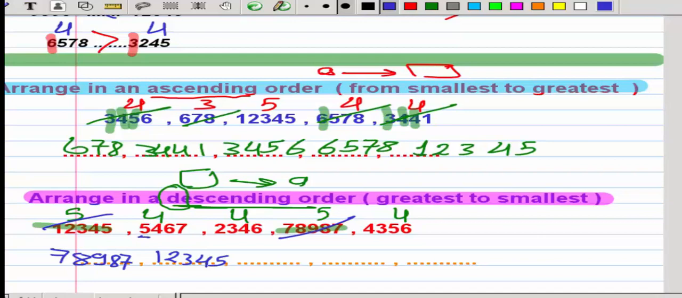Here we have 4, 4, 4. Here we have 5, 2, 4. Where is the greatest here? 5, 2, 4 is the greatest. Very good. It will be 5. So here we write 5,467. The next it will be 4,356. The last number, or the smallest number here, will be 2,346.